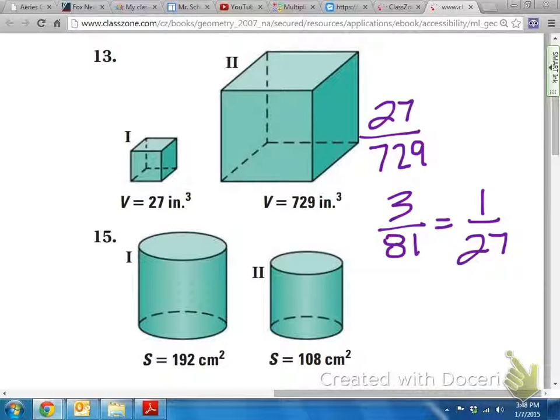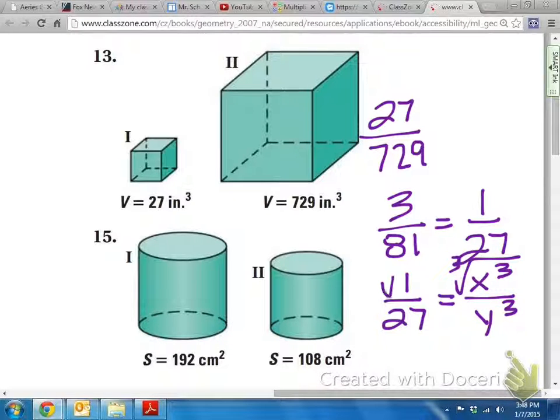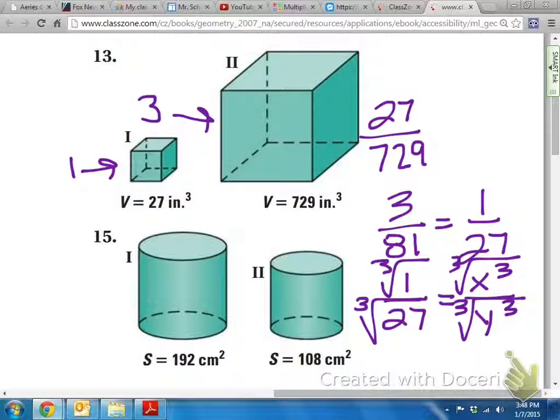Now, this 1 over 27 is equal to something cubed over something cubed. Okay? So we need to find out 1. So 1 equals x cubed. Again, the way that we get that is we take the cubed root of both sides, and the cubed root of 1 is 1. So the top number is 1, or the small side length is 1. We know that. Okay? And then the cubed root of 27 actually equals 3. So that means the side length of this square is 3.